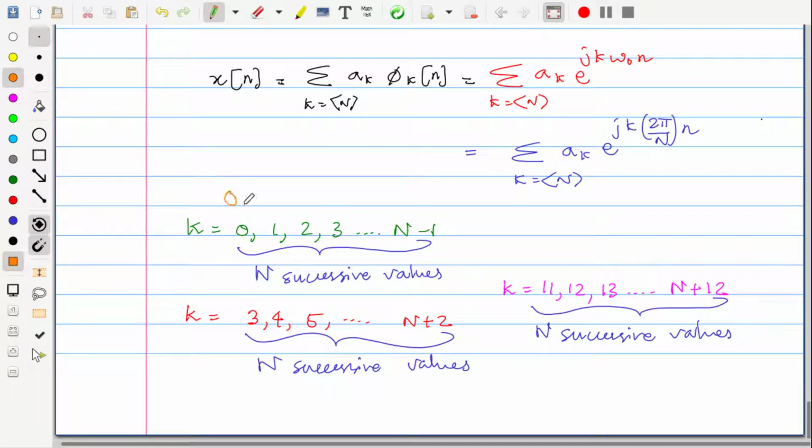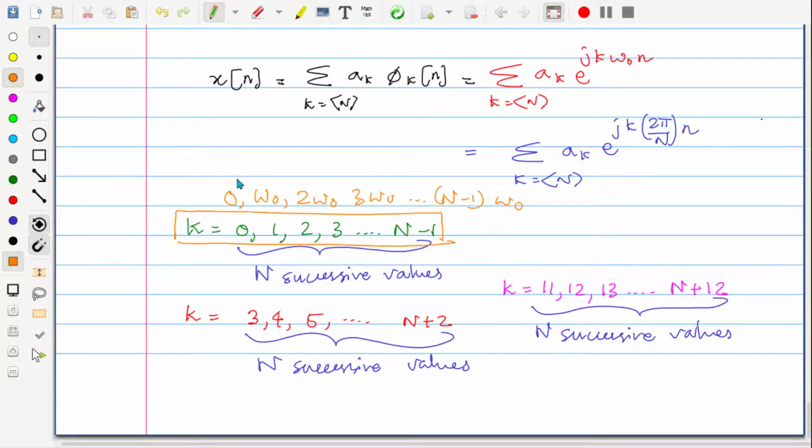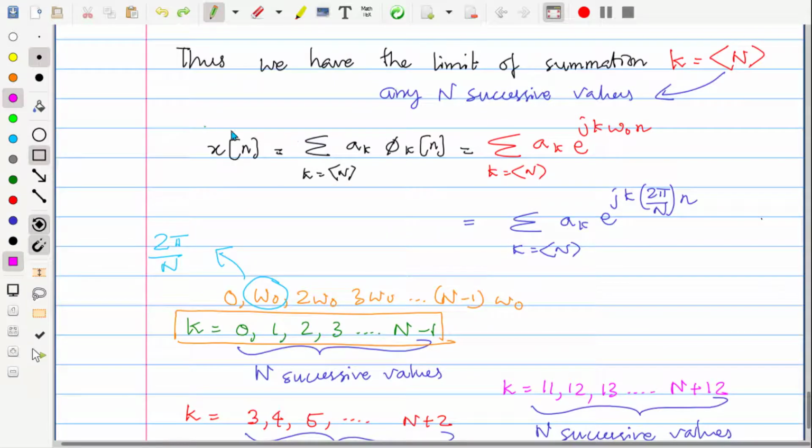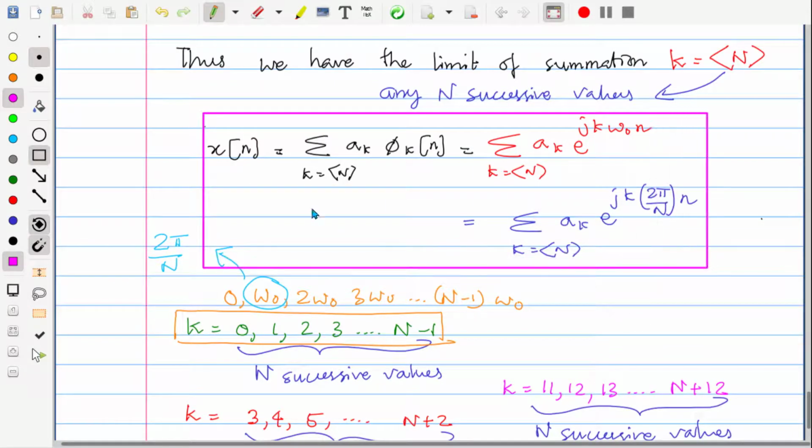So in the above equation, the frequencies of the harmonics are given by 0, omega 0, 2 omega 0 up to N minus 1 omega 0 for k is equal to 0, 1, 2 up to N minus 1. Similarly for other cases. And the fundamental frequency is given as omega 0 is equal to 2 pi by N. And this particular equation, that is x of n is equal to summation where k is within the range N a_k phi_k of n, is known as the discrete time Fourier series equation or the synthesis equation of DTFS.